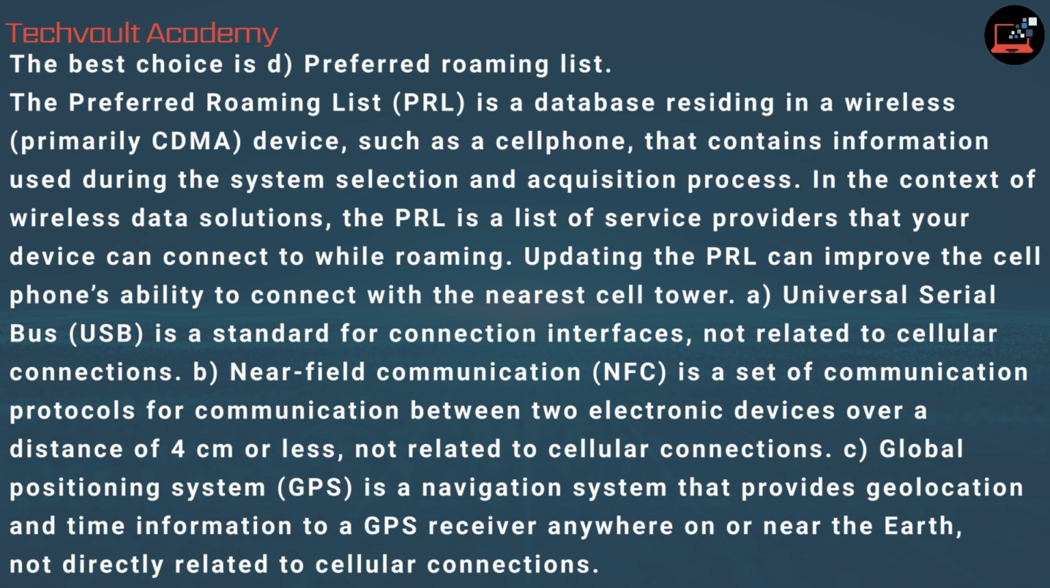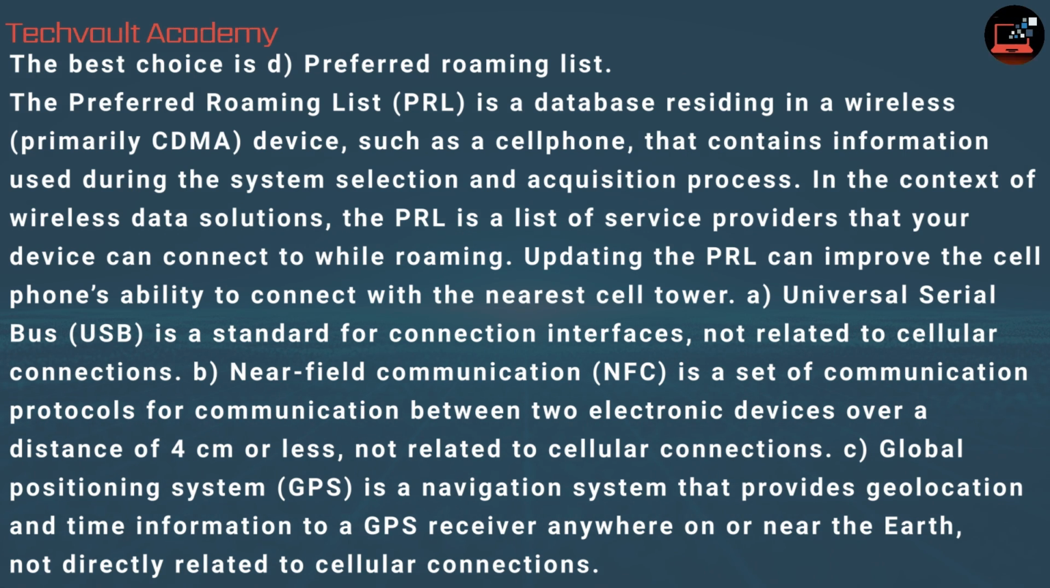The best choice is D. Preferred Roaming List. The Preferred Roaming List, PRL, is a database residing in a wireless, primarily CDMA device, such as a cell phone, that contains information used during the system selection and acquisition process. In the context of wireless data solutions, the PRL is a list of service providers that your device can connect to while roaming. Updating the PRL can improve the cell phone's ability to connect with the nearest cell tower.